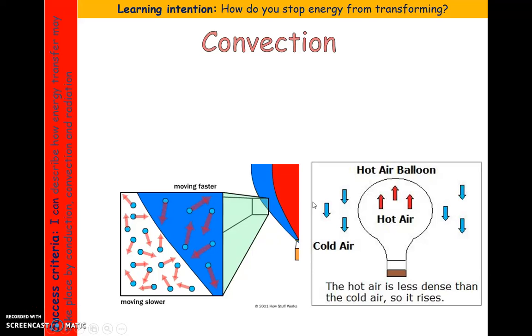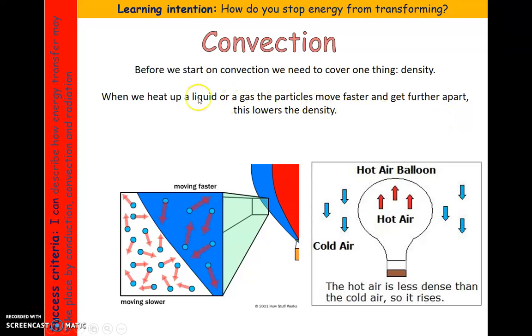Okay, so convection. Convection is all about particles moving. So before we need to think about convection, we need to think about one thing: density. When you heat up a liquid or a gas, the particles move faster and get further apart, just like they do for conduction. But they can move a lot further apart for convection. So as they can move further apart, this lowers the density.